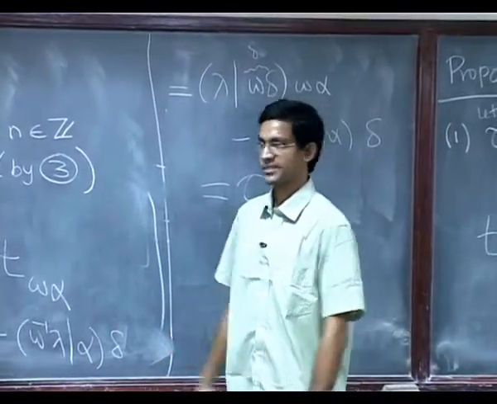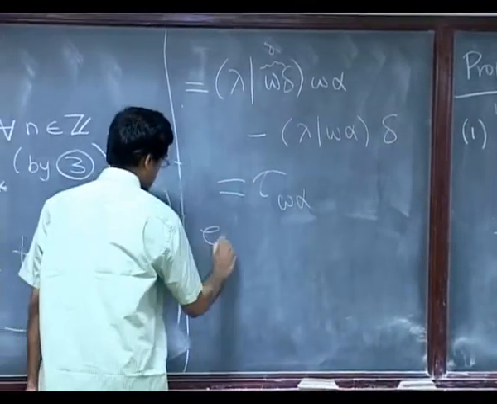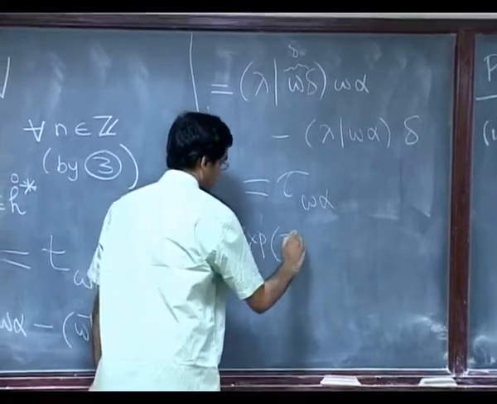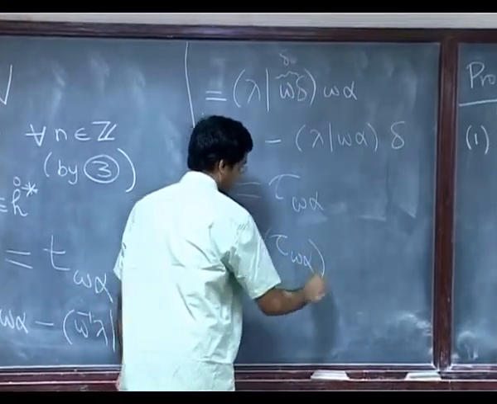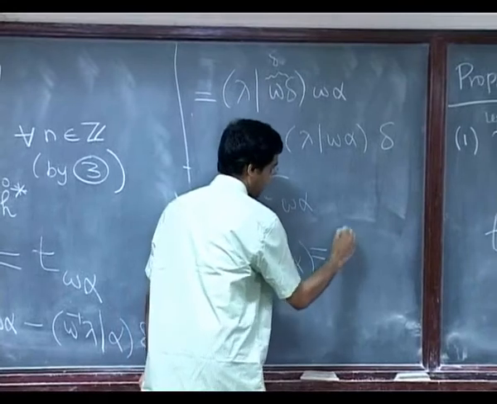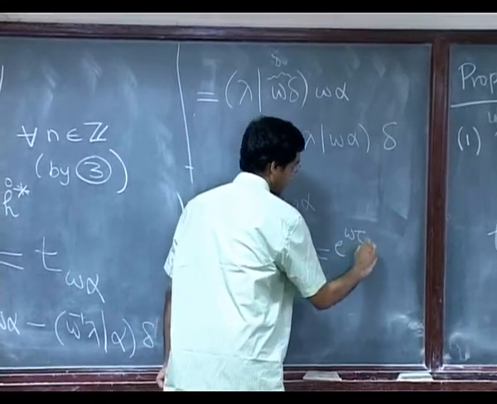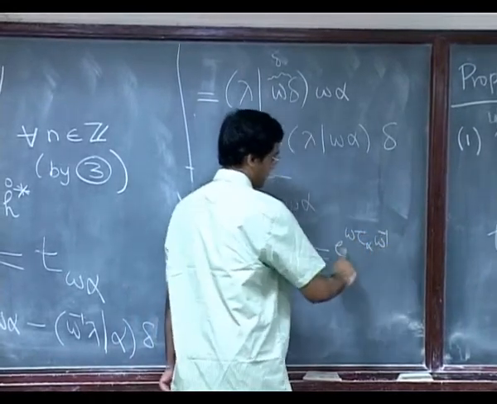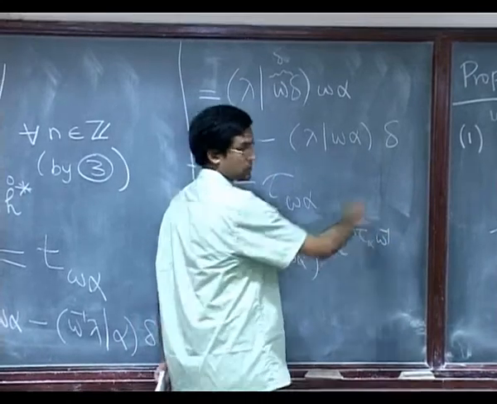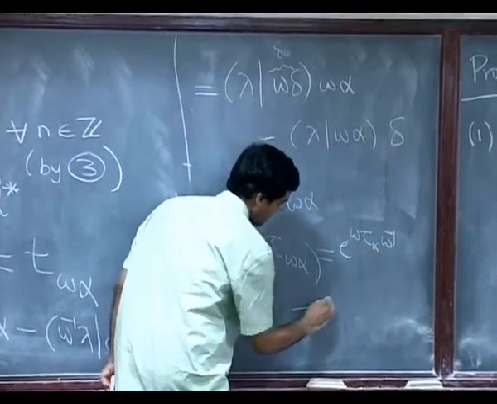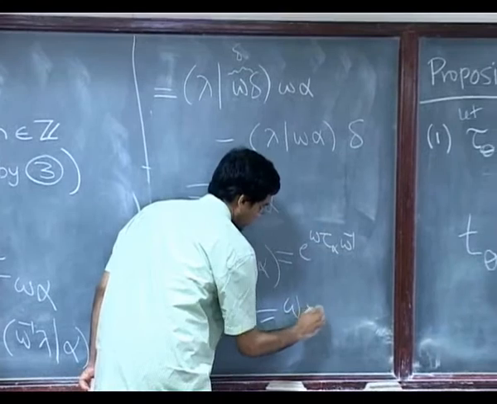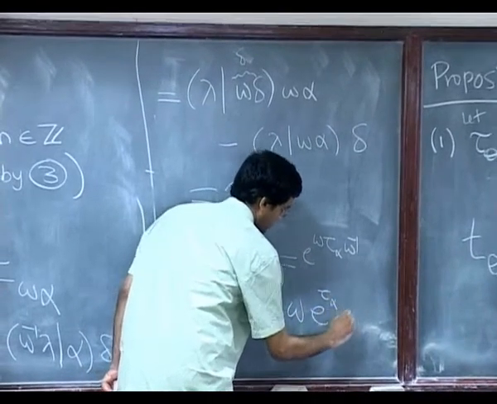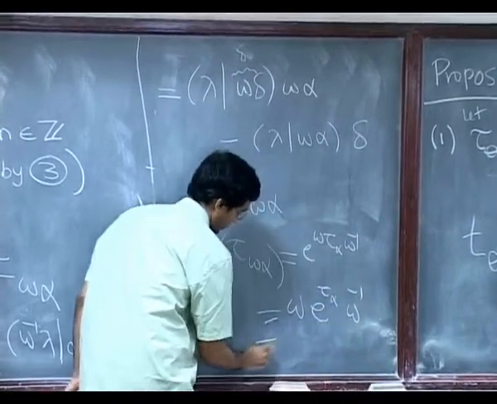Now we just apply exp. Exp of tau W alpha is the usual thing, e to the power W tau alpha W inverse. But when you have an exponential, you can pull out the conjugation from every one of the terms. So this is W exp of tau alpha W inverse, and that's what you want.